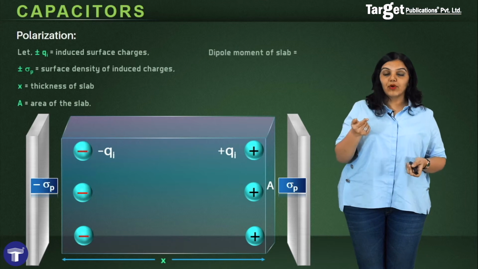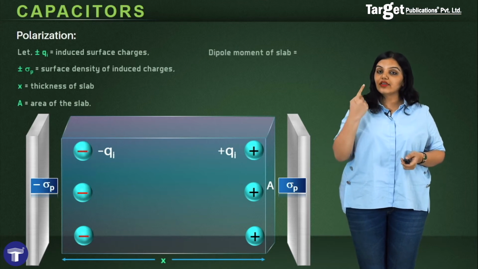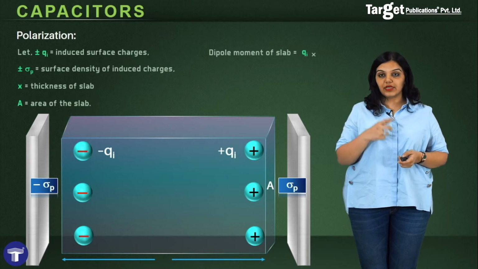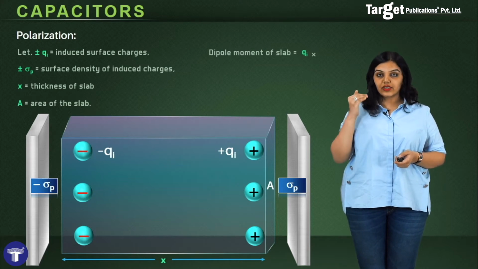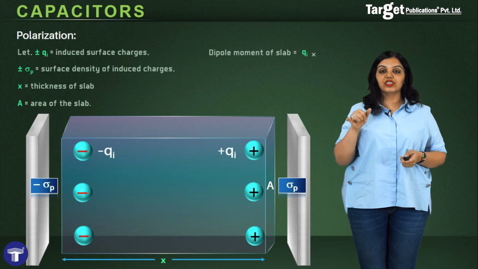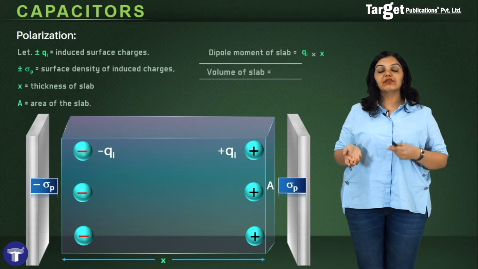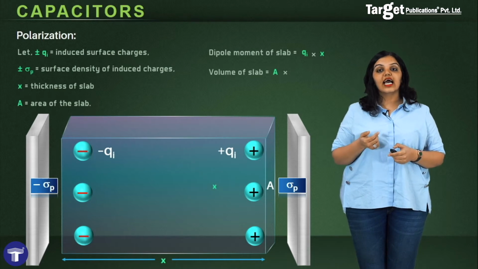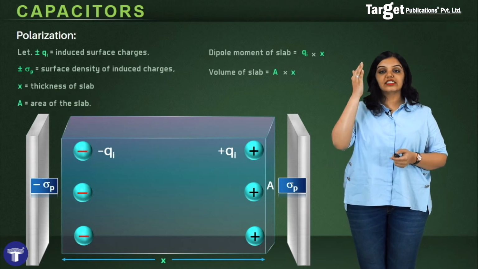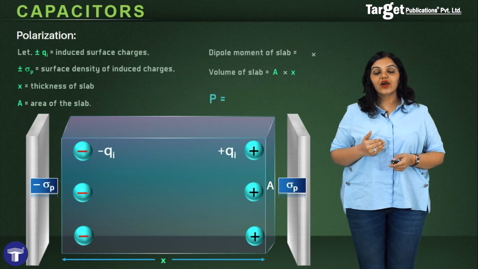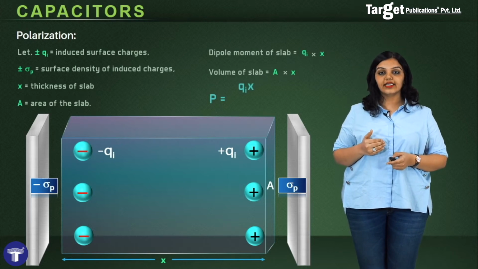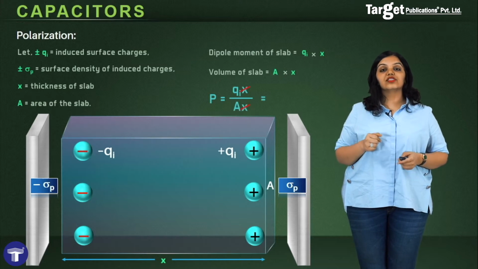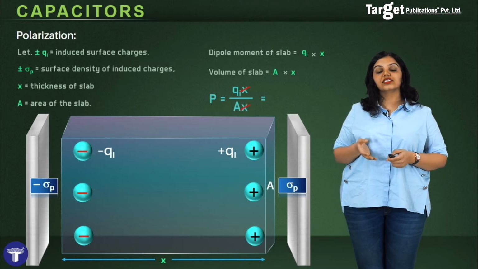Now I will simply apply the definition of the polarization. Polarization is dipole moment per unit volume. So first I have to find the dipole moment. Dipole moment is nothing but the charge into the separation. So here you have Qi into the separation, which is x, and the volume of the slab is simply the area into the length, that is A into x. Polarization by definition is dipole moment upon volume, and therefore P is equal to Qi x upon A x. The x cancels and this gives P, the polarization, equal to Qi by A.